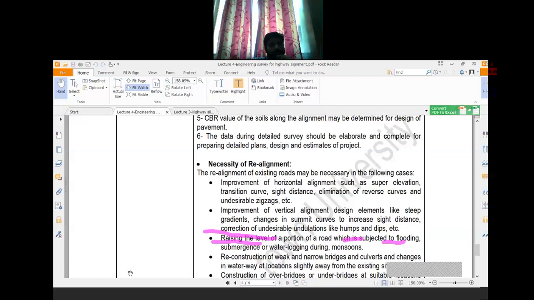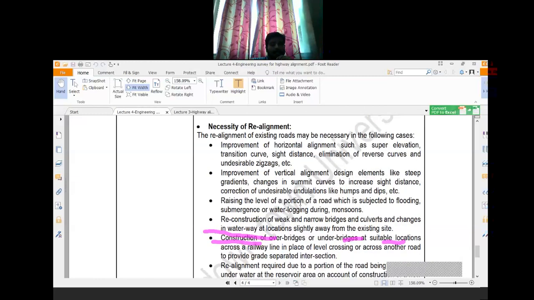So first one is improvement of horizontal alignment such as super elevation, transition curve, side distance. Suppose one existing road is there and the different geometrical features are not good. Suppose that whatever alignment was present over there has different difficulties. Suppose the side distances are not adequate. Side distance means the visibility ahead. Suppose the superelevation provided over there is not adequate. In that case, you have to go for the realignment.